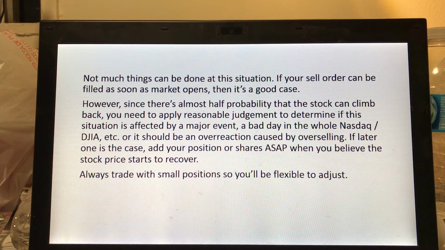That's why I always say that we should always trade with small positions, so that you'll be flexible to adjust. If you are purchasing shares or options of a stock like Amazon, and you are using very large positions, adding or closing your position can have a very large impact on your whole portfolio. So always trade with small positions, so you're flexible to make adjustments to your positions.